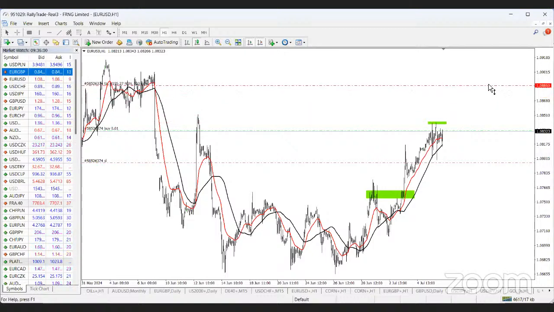So I'm buying Euro USD already because I don't have a trade on it yet. That's what I'm buying. So join me and make money with that one.